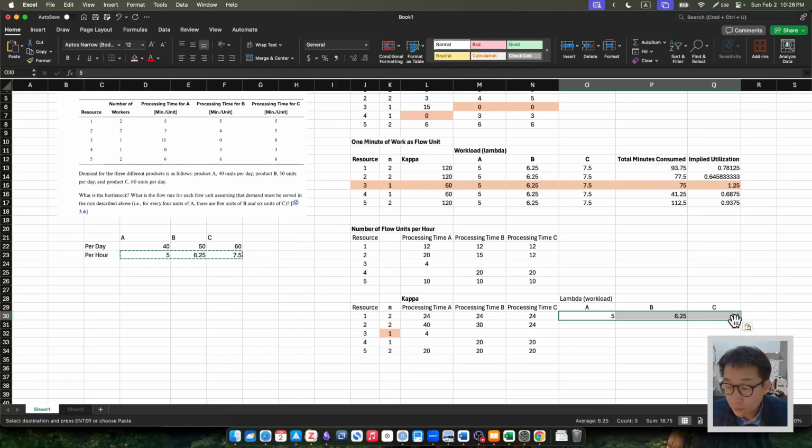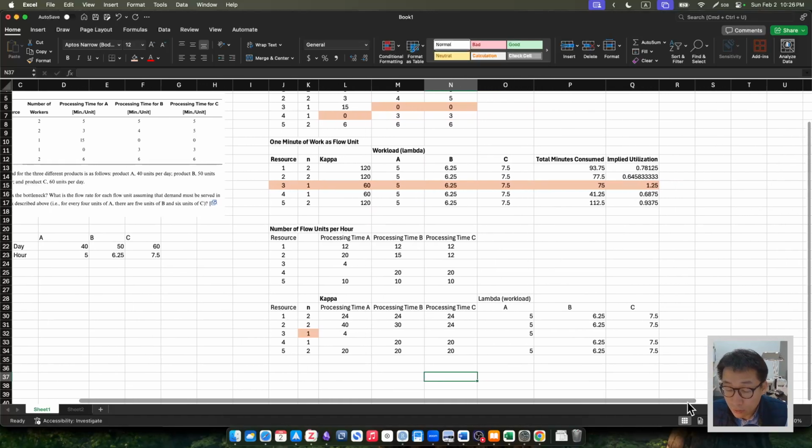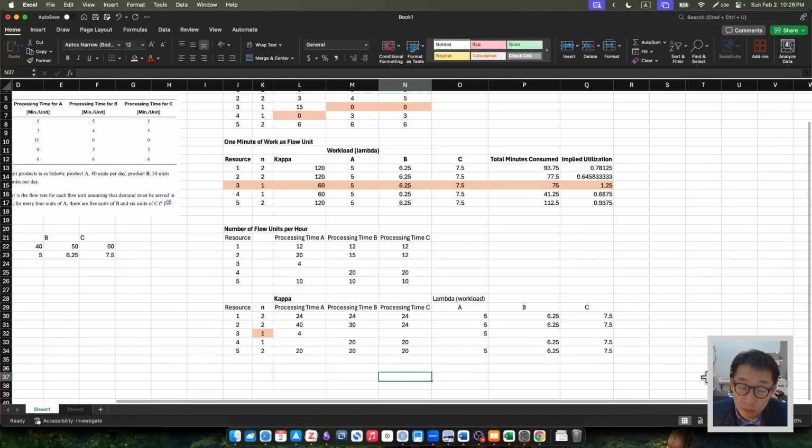Paste the value. I'm going to take care here. So we don't have any demand here for this resource. We don't have any demand for A in this particular resource, right? So with this, we need to calculate the implied utilization of each resource on each flow unit.